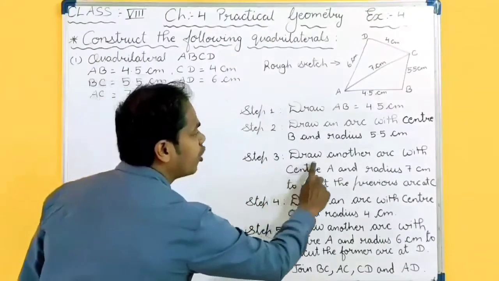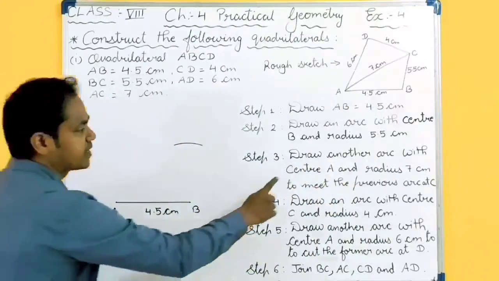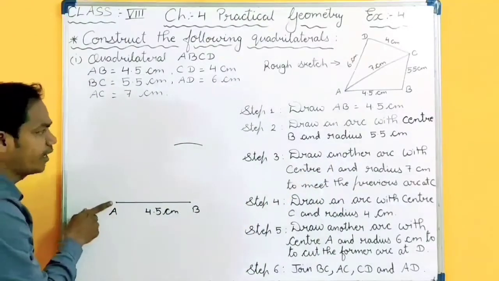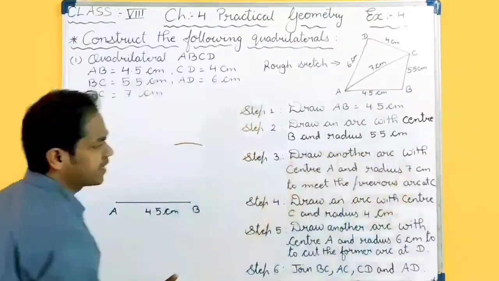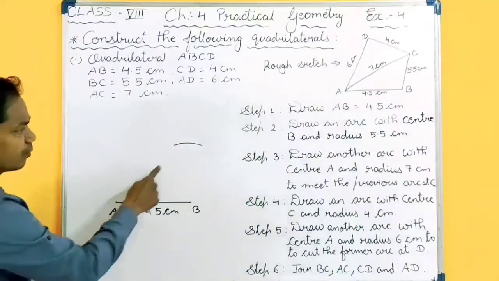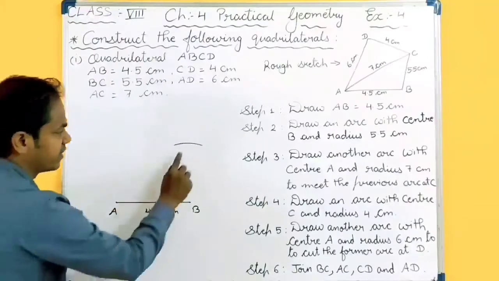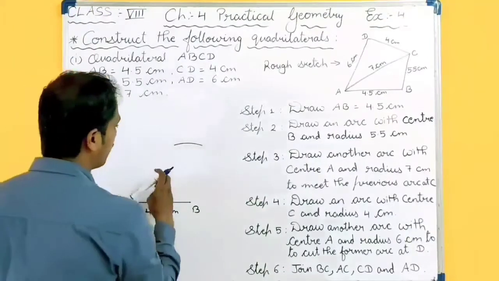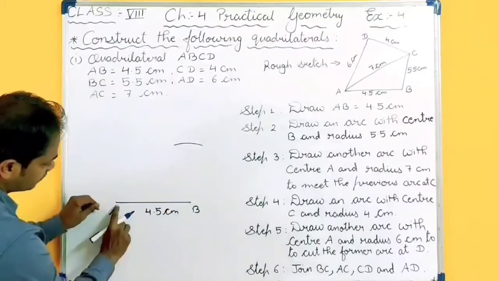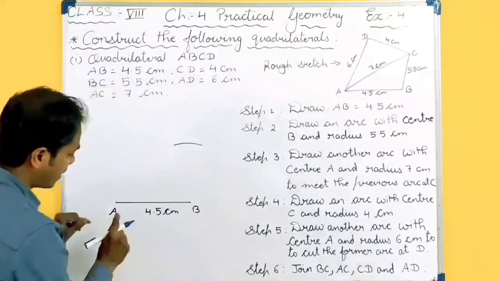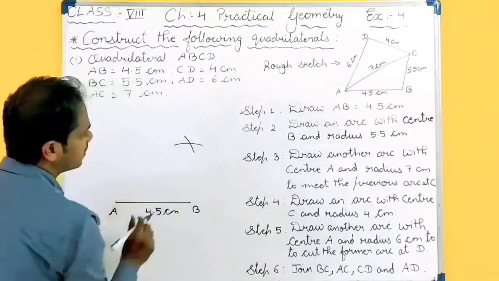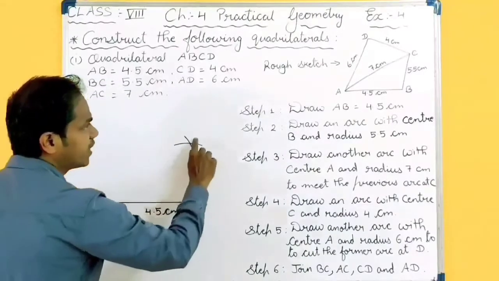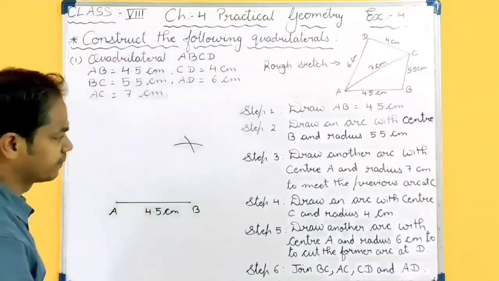Third step, draw another arc with center A. Now taking point A as center, you will draw an arc of 7 centimeter that will meet your previous arc at point C. This is your point C. So put your compass point on A and cut one arc here. Suppose from A to C, this is your 7 centimeter.